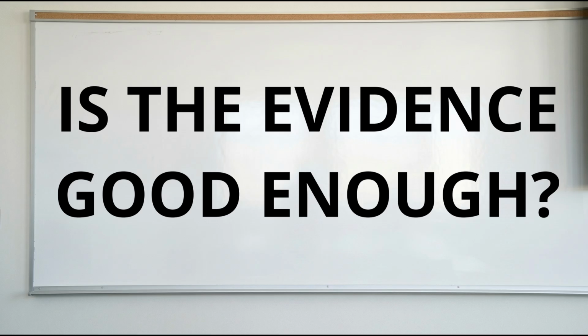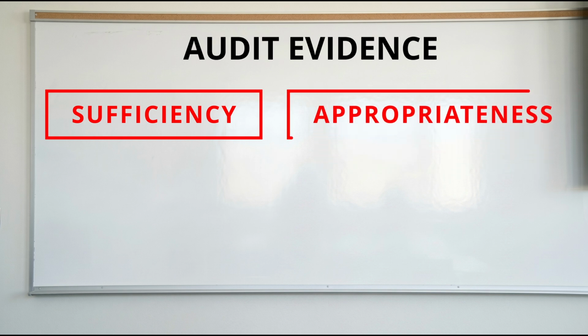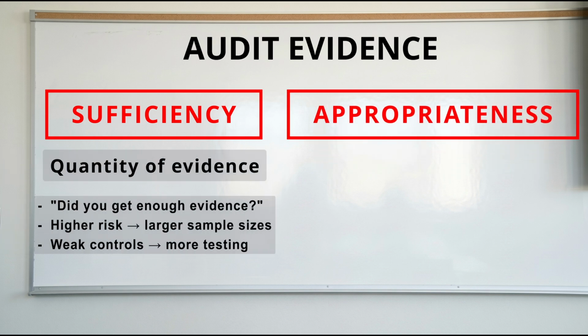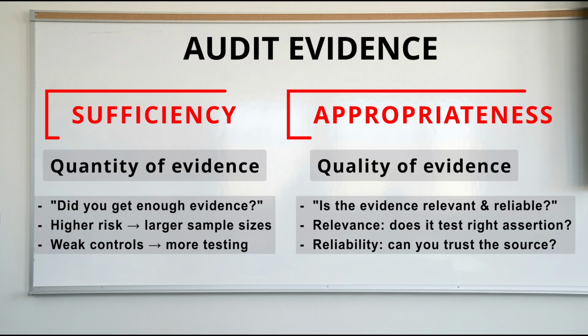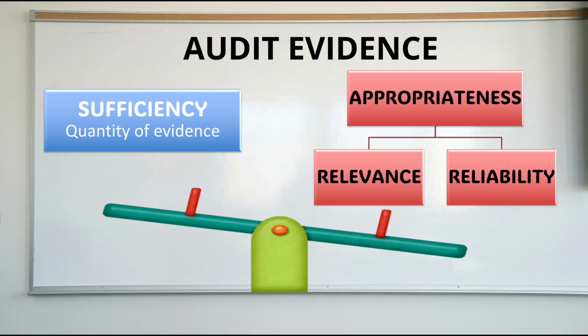And that brings us to the two concepts that will follow you through your entire auditing career: sufficiency and appropriateness. Sufficiency is about quantity. Did you get enough? Appropriateness is about quality. Is it relevant to what you're testing, and is it reliable? These two work together like a seesaw. If your evidence is of exceptionally high quality, like direct external vendor statements confirming your major accounts payable, you might need less detailed item-by-item testing. But if your evidence is weaker, like an internally generated aged receivables report from a company with terrible controls, you're going to need a much larger sample size, and you'll need to corroborate it with independent testing.